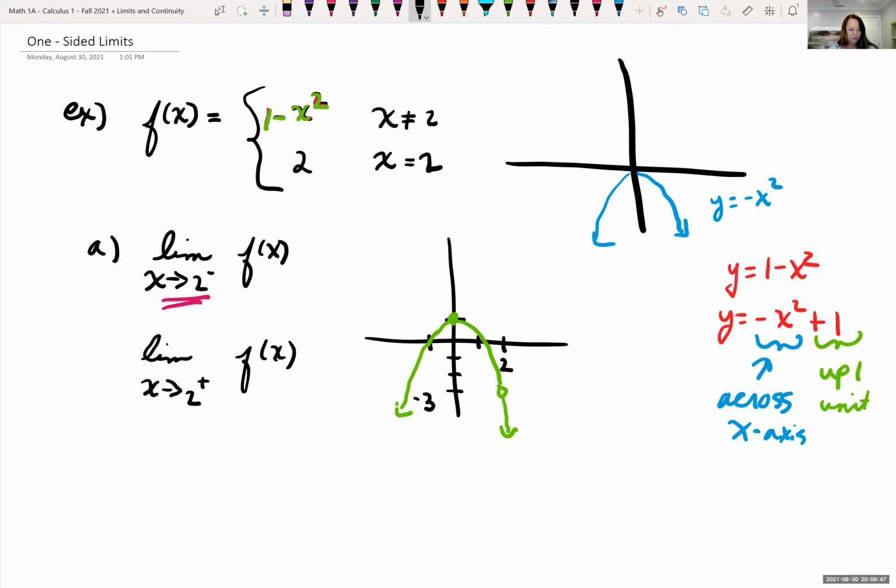Okay. So what we just drew was the picture of 1 minus x squared when x was not 2. If x is 2, this function is telling me that my y value is going to be 2. So when x equals 2, I really have a y value of 2. I have a point here at 2, 2.